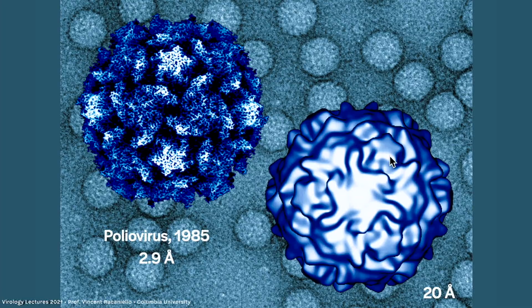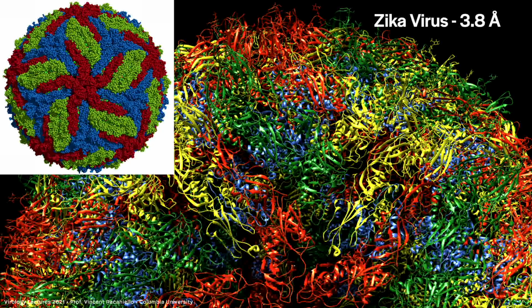Yeah, that's called the five-fold axis. There are 5 copies of a protein arranged around it, and it makes it look like a star. And in the background are the images of poliovirus particles that were used, frozen and photographed to make the 20 angstrom structure.